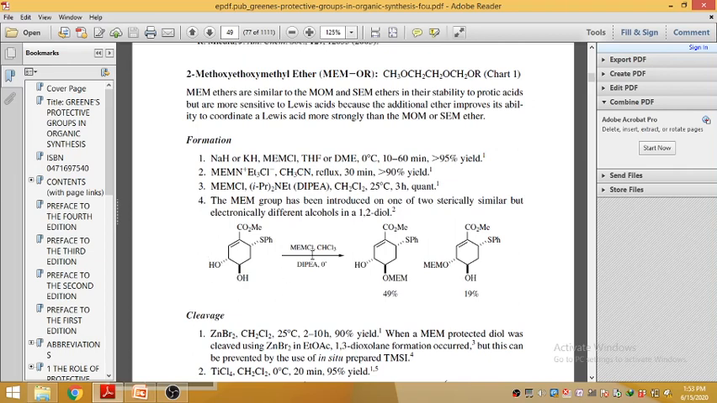So when they are treated with MEM chloride in chloroform and DIPEA at 0 degrees centigrade, a mixture of MEM protected alcohols is obtained. The major product is 49%, in which this hydroxyl group is protected, while the minor one is 19%, where this hydroxyl group is protected.